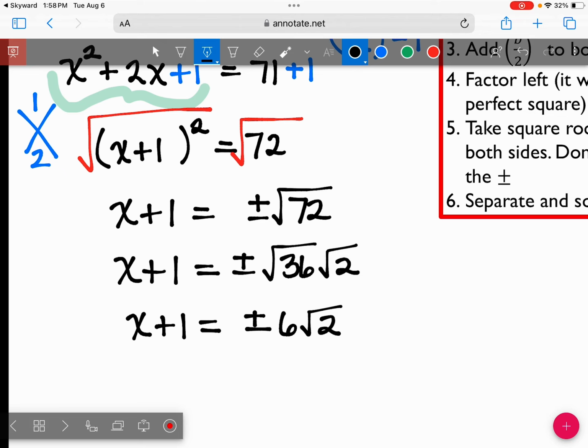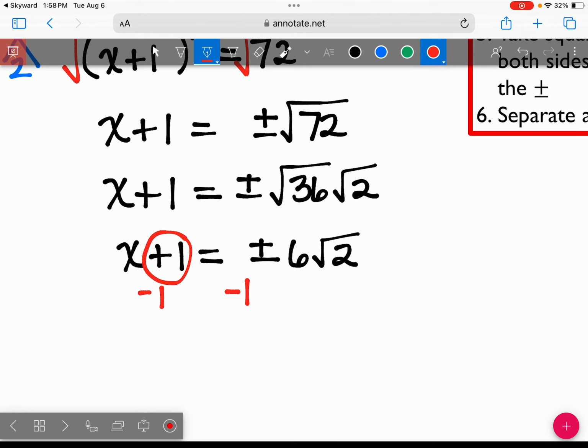So our last step, we would normally separate it and solve it. But because we have this 6 root 2, we don't need to separate it. All we need to do is subtract that 1 to solve it for x. So I need to subtract the 1. So I'm going to take this, I'm going to subtract it from both sides.